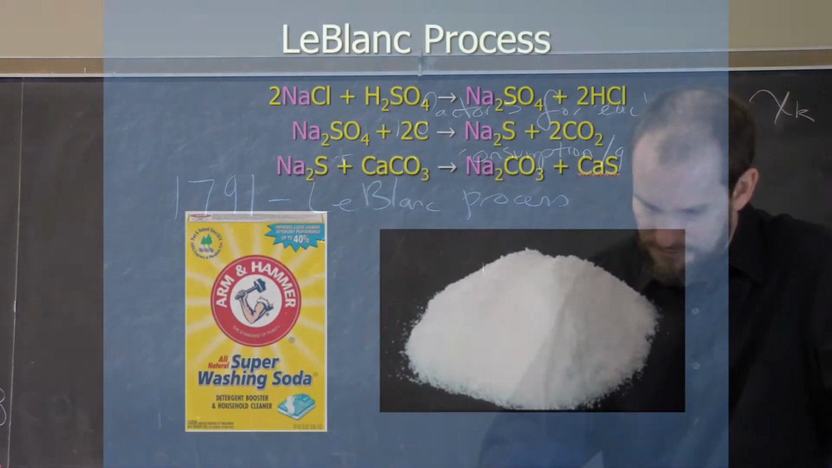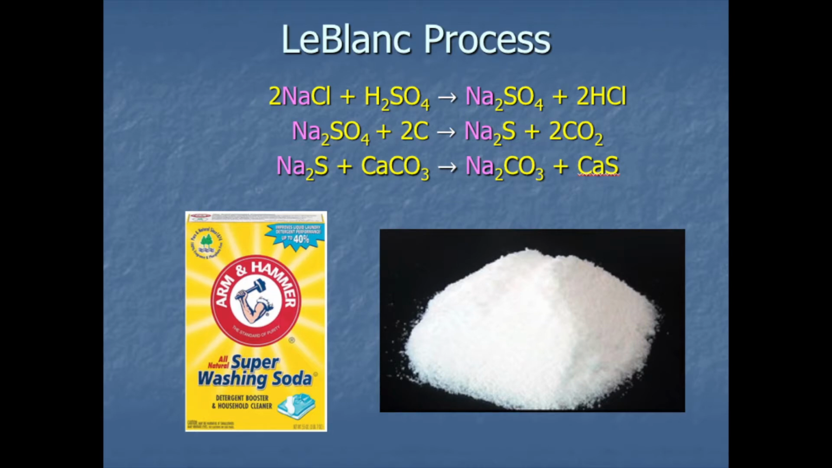Sodium chloride, which is just salt, plus sulfuric acid, makes sodium sulfate and hydrochloric acid. Then take the sodium sulfate, add some carbon, which is coal, and you get sodium sulfide and carbon dioxide. Take the sodium sulfide, then exchange the ion with calcium carbonate, which you can get from chalk and long dead seashells, and get your sodium carbonate and calcium sulfide.